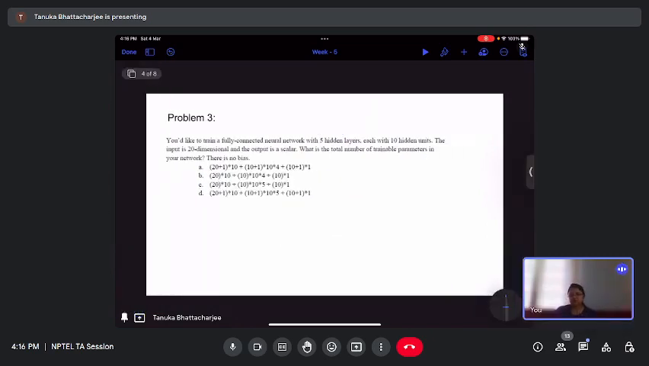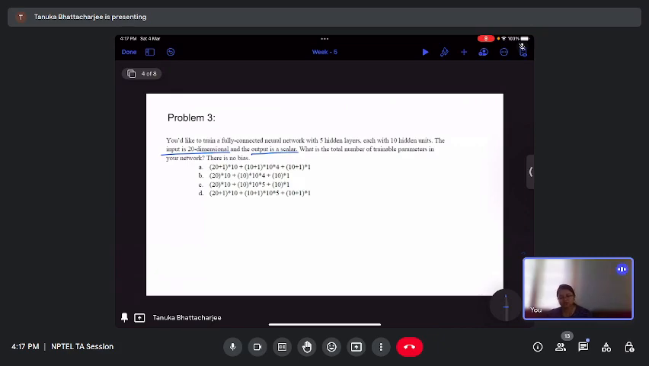We have one more similar sort of question. So, let us say you would like to train a fully connected neural network with 5 hidden layers, each with 10 hidden units, and the input is 20 dimensional. The output is a scalar, that is single dimensional. Then what is the total number of trainable parameters in your network? Here also we are not considering any bias.